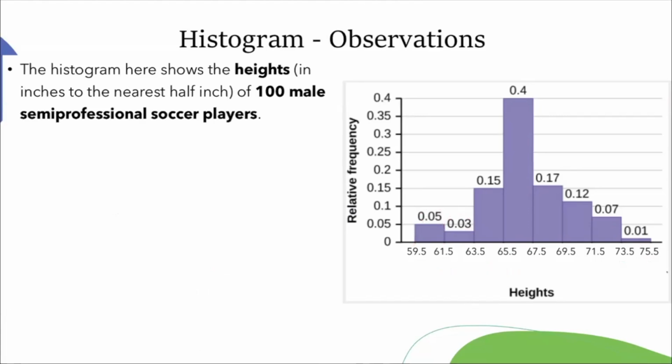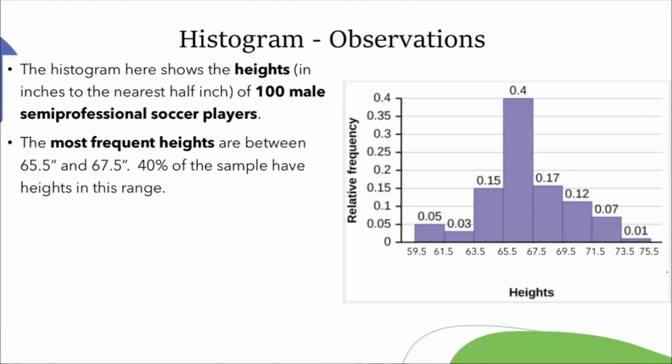So the histogram here shows heights in inches to the nearest half inch of 100 male semi-professional soccer players. So that's what this data represents. The most frequent heights are between 65.5 and 67.5. 40% of the sample have heights in this range, and we know that because we can see the relative frequency is 0.4 here.